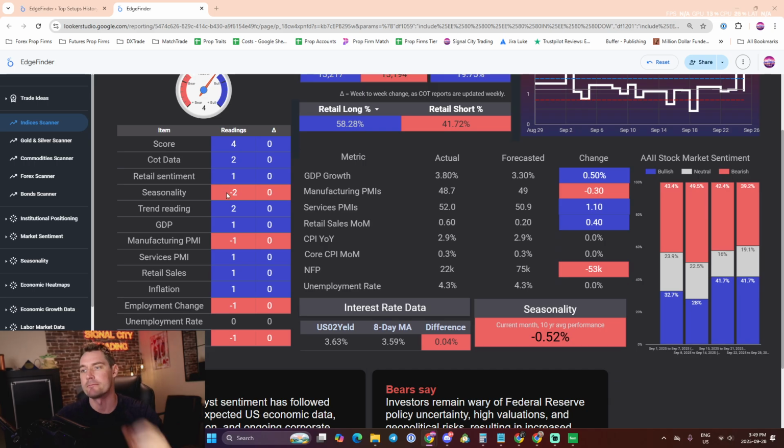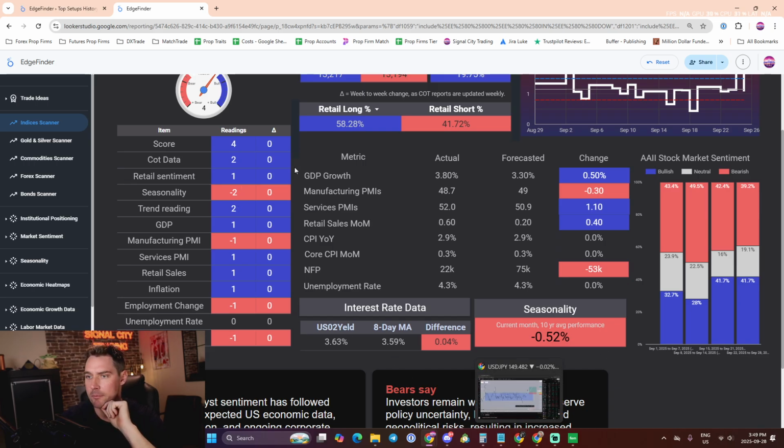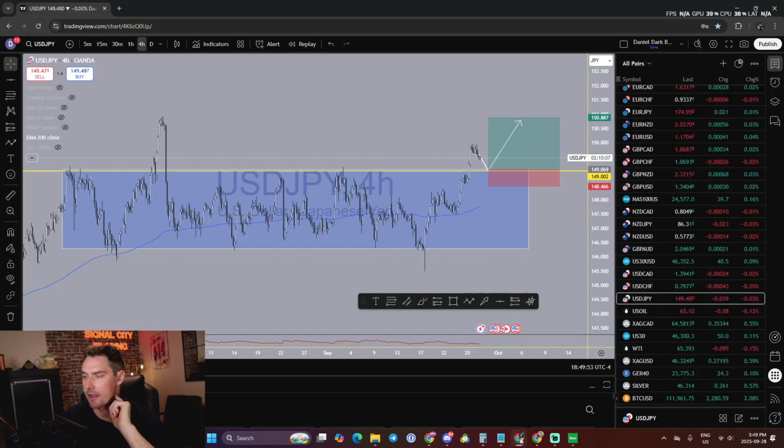Yeah, it could be good, because the reason why it's getting a little bit less of a score is because the seasonality is bearish. The other thing I don't like is that the interest rates are running against it, and usually that has a lot of weight, and also employment change. So I would be a little bit hesitant to look for longs here, personally. Maybe give it another week and see how that plays out.